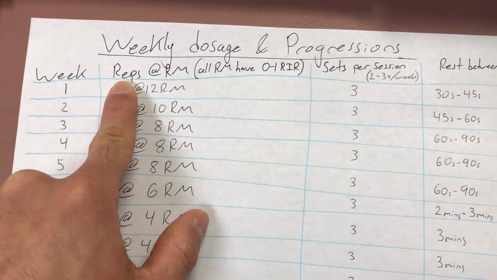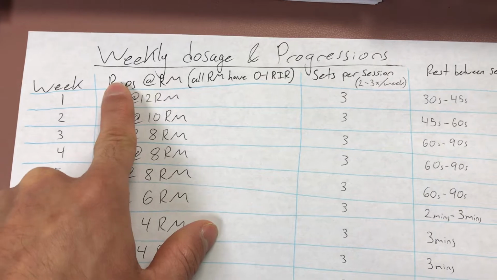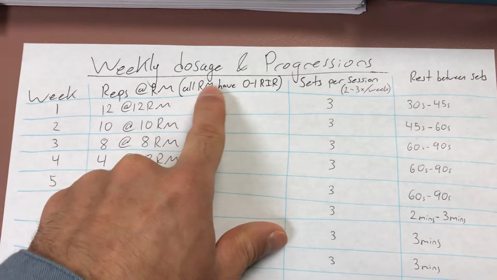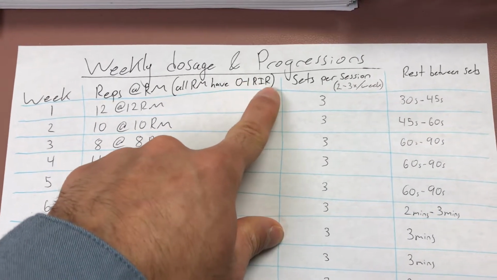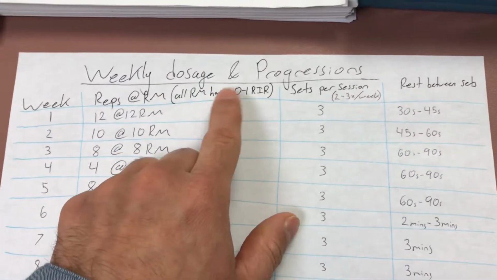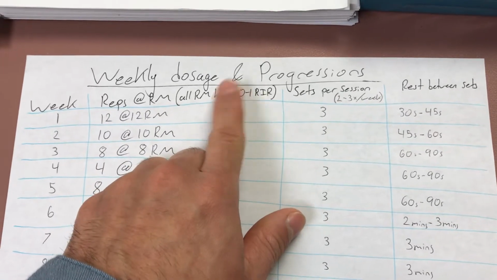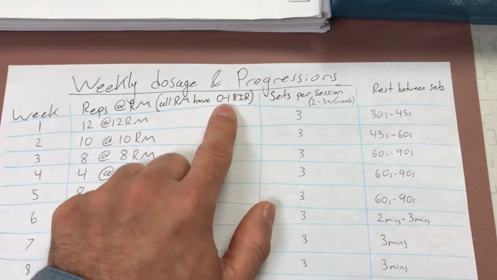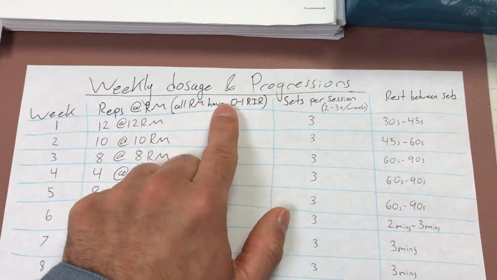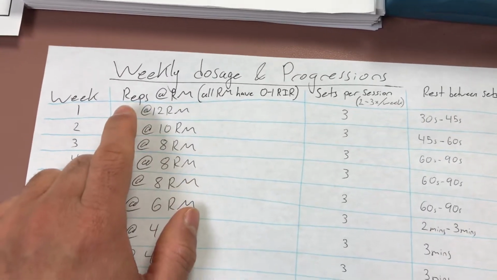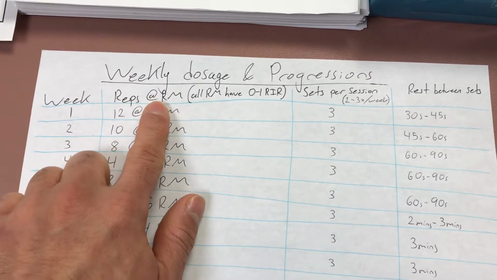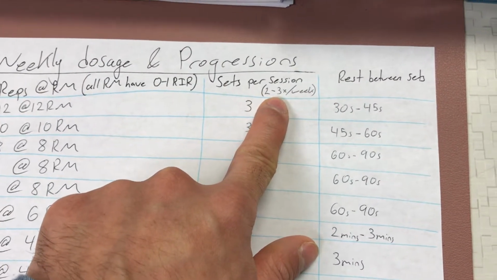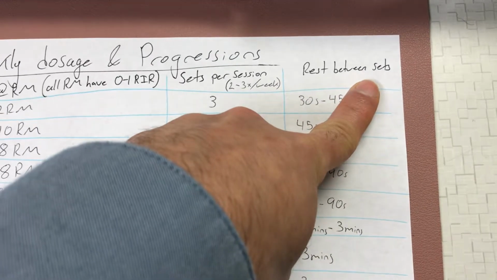12 reps. So here this column shows reps at the rep maximum, so at the RM. And as a note, all rep max have 0 to 1 reps in reserve, okay? I say 0 to 1 because if you have 1, by the next set, it might become 0, all right? If you have consistent 1s after every set, you might want to add a little bit more weight, okay? So we got weeks, reps at the rep maximum, the sets per session, and this is assuming you're going 2 to 3 times a week, and the rest between sets, okay?